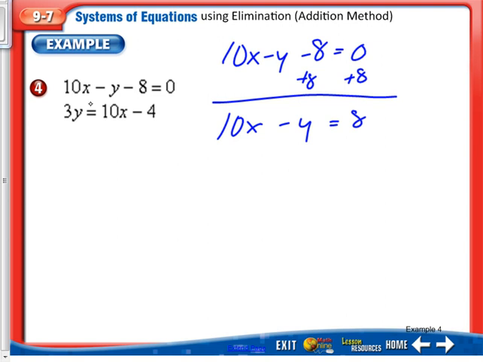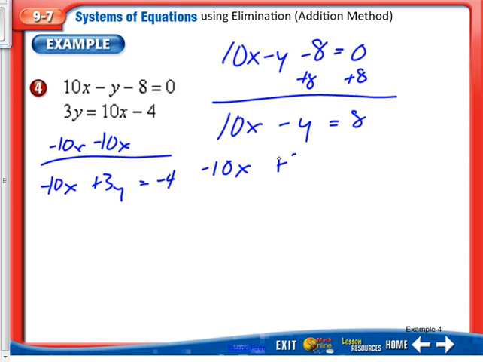Now we just got to get this equation also in that form. So let's subtract the 10x from both sides. And so we're going to get negative 10x plus 3y is equal to negative 4. Now, I'm looking at both of these. I have the x first, the y second, and the constant last. So let's go ahead and stack them on top of each other. I'm just going to bring this one over. So we'll go negative 10x plus 3y is equal to negative 4.